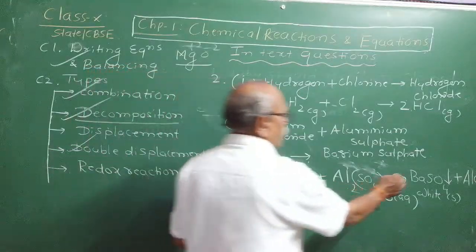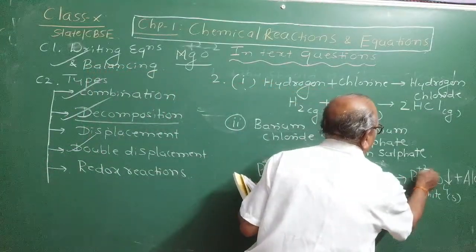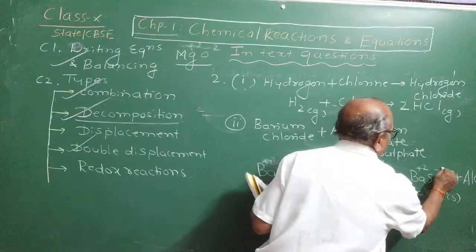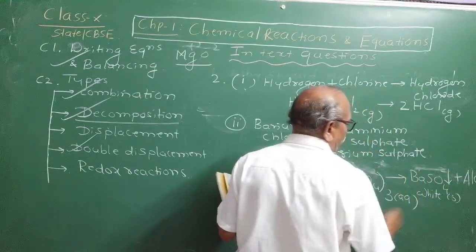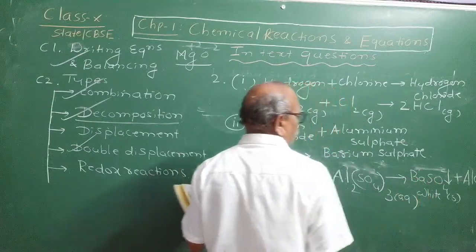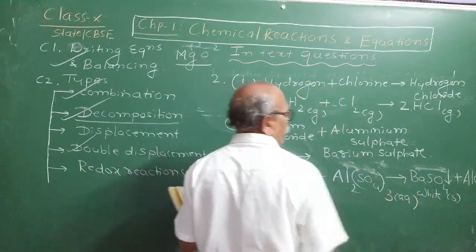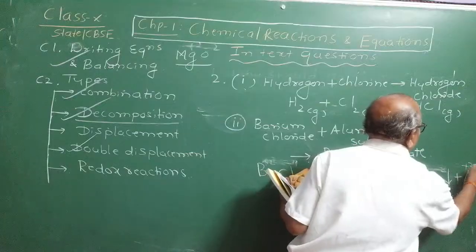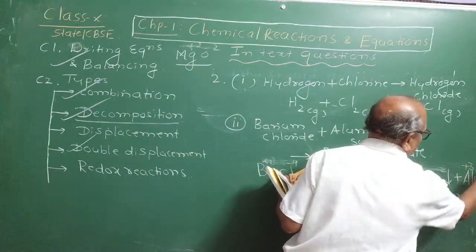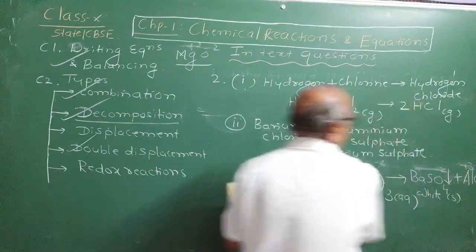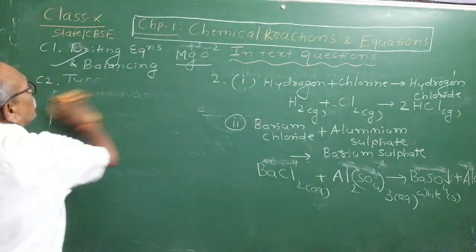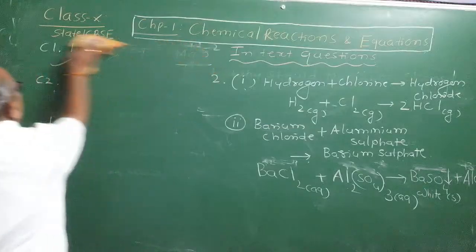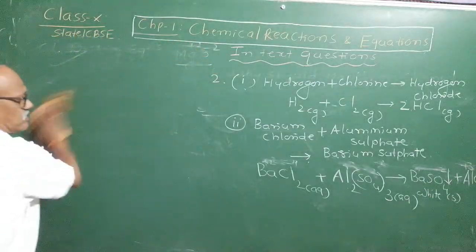Aluminum chloride. Why is the formula of barium sulfate BaSO4? Barium valency is +2, sulfate is -2. +2 -2 is 0. According to the rule of writing formula, net charge is 0. Aluminum +3, chloride -1. Cross the valency and you will get AlCl3.